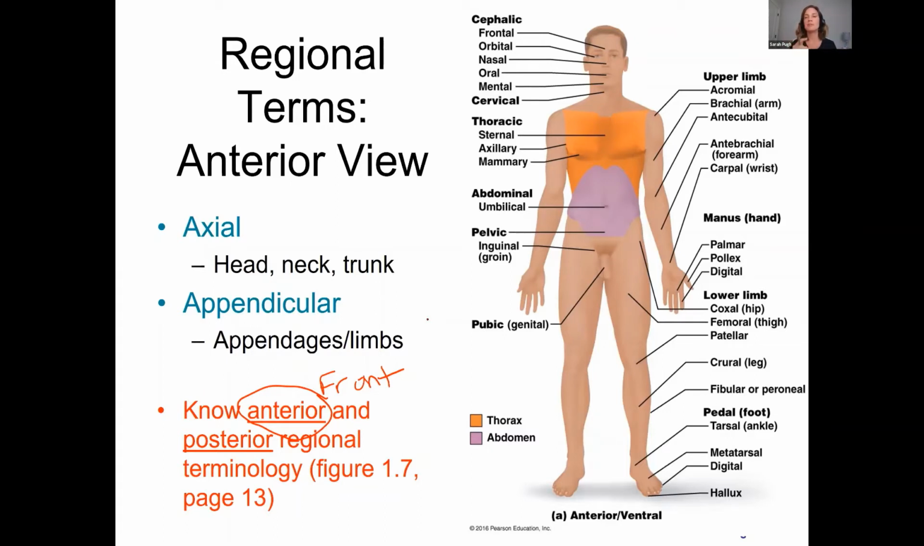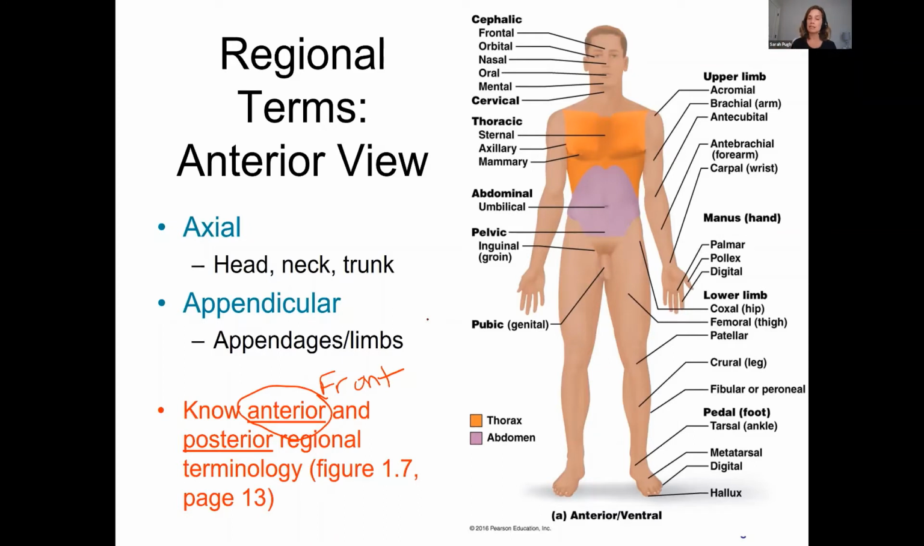It is important that you know these. I'm not going to sit here and walk you through every single one of these terms. You can read and see where these are, but it is important that you know all of them. They will come in handy, especially when we get into bones and bone markings, because you're going to see a lot of these terms reappear. So make sure that you know all these terms.